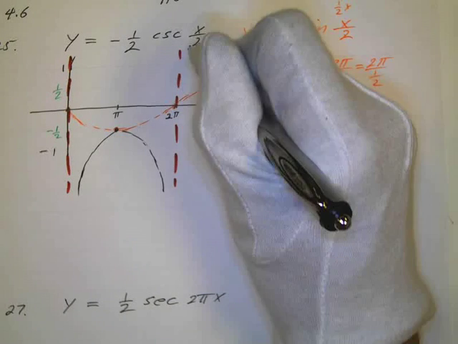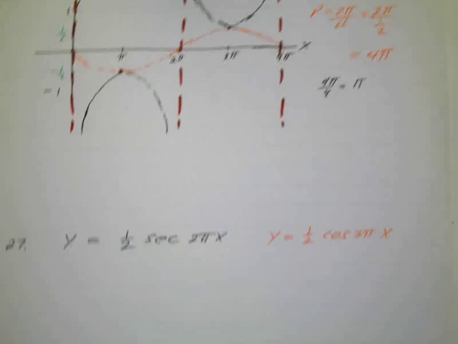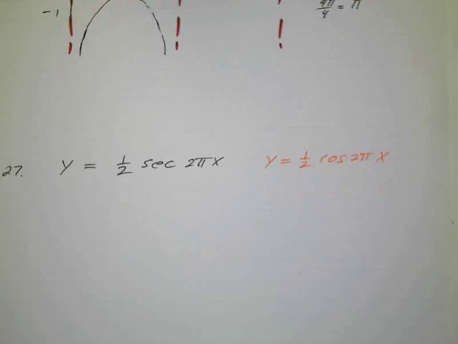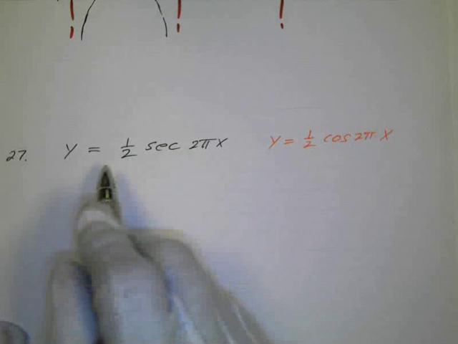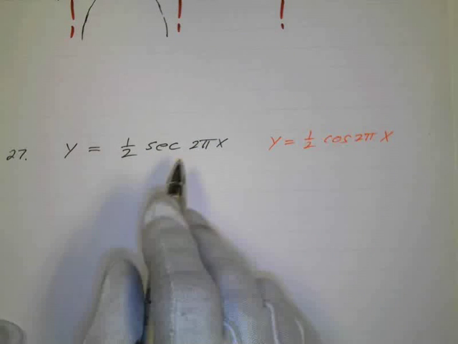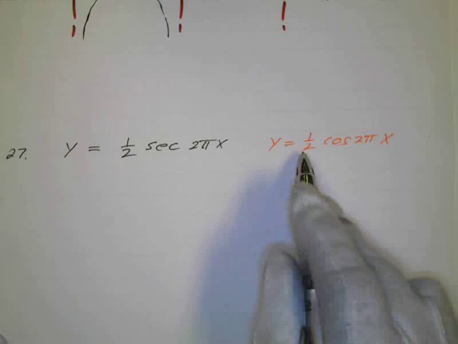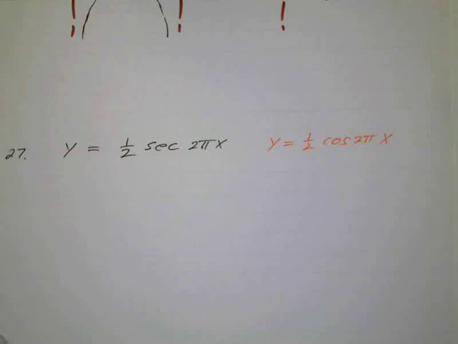Okay? And I kind of ran out of room here because I didn't put my graph low enough. I'll try to do that better on the next one. Okay? So let's take a look at number 27. So this is the curve that we want to sketch. So we're going to use its reciprocal function, which is 1/2 the cosine of 2 pi.